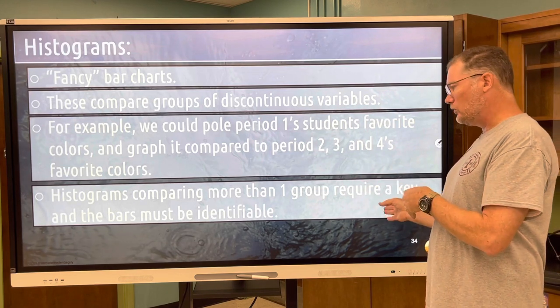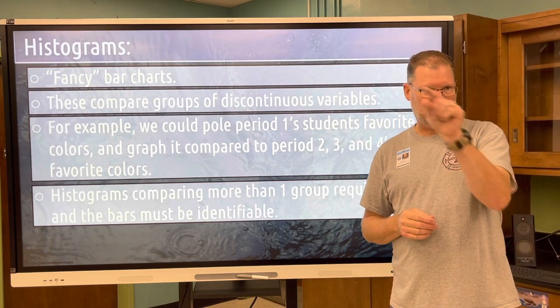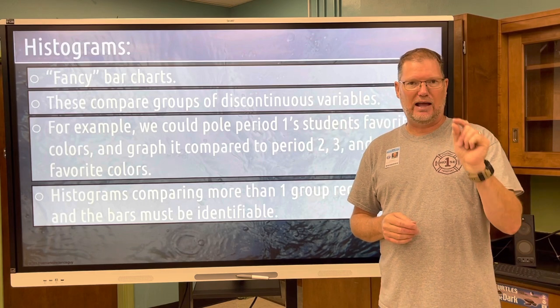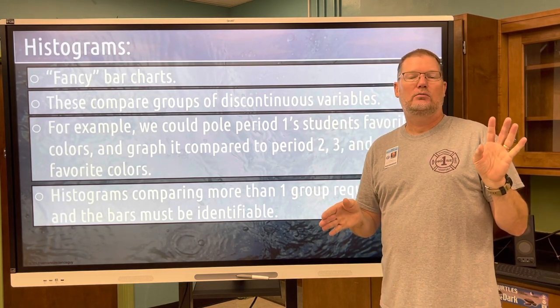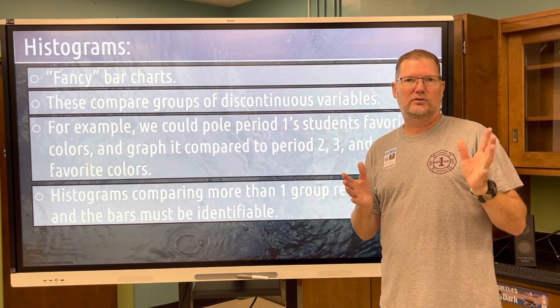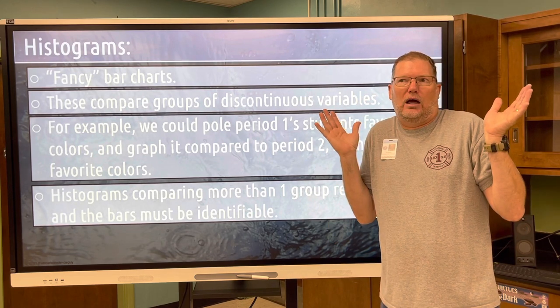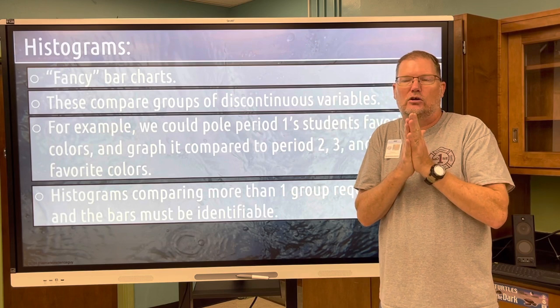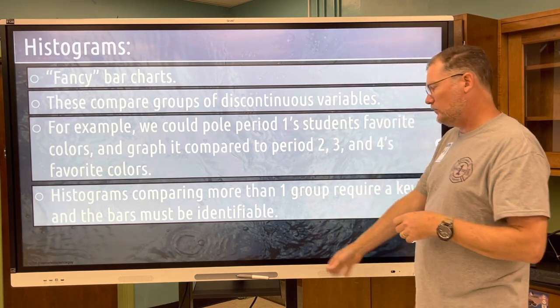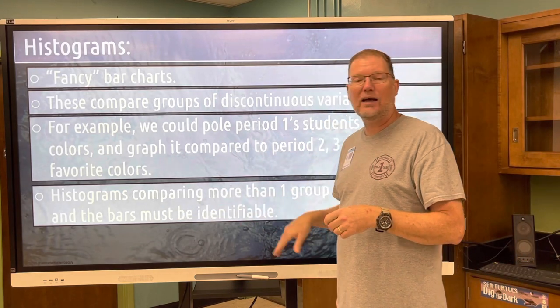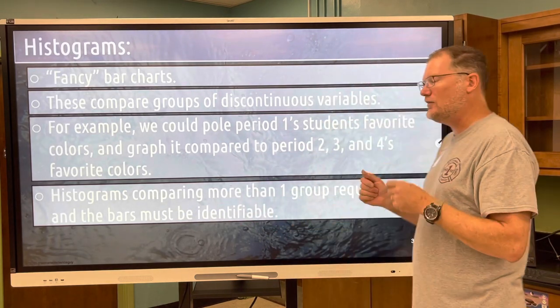When comparing more than one group, a key must be made somewhere on the outskirts of the graph telling you what the different bars mean. Otherwise, I have multiple bars touching each other, but you're not telling me what those different bars mean, okay? You may have labeled the Y and the X axis, but what do the different bars mean? So you have to have a key.